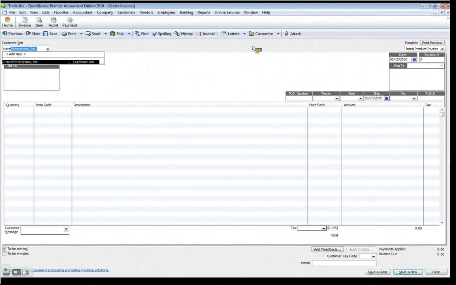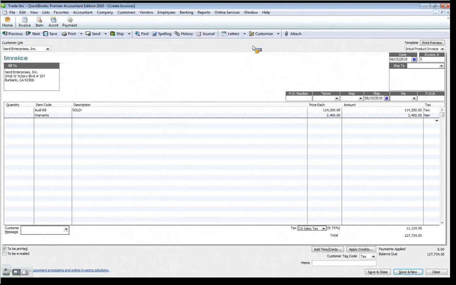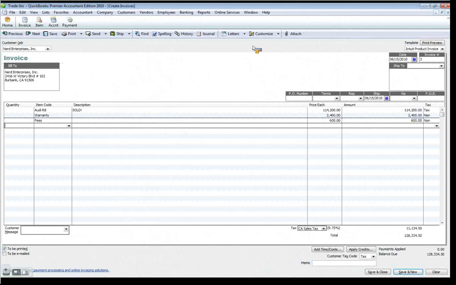Sold. And then the next thing we're going to do is charge for the warranty, $2,400. We're going to do some fees for $600. So $128,334.50, you can see at the bottom here, is the total sale. That's the face amount of the invoice.